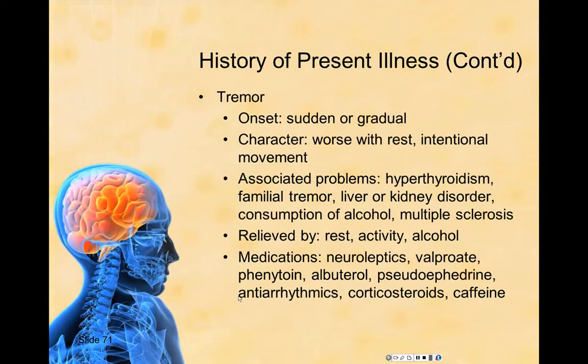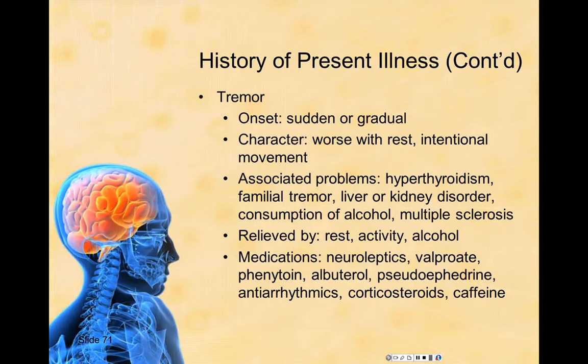Another history of presenting illness, tremor. Is the onset sudden or gradual? What is the character of this tremor? Is it worse with rest, or is it worse whenever there is intentional movement? That's a real key when you're evaluating tremor. Are there associated problems, such as do they have a metabolic problem, such as hyperthyroidism? Do they have a familial tremor?